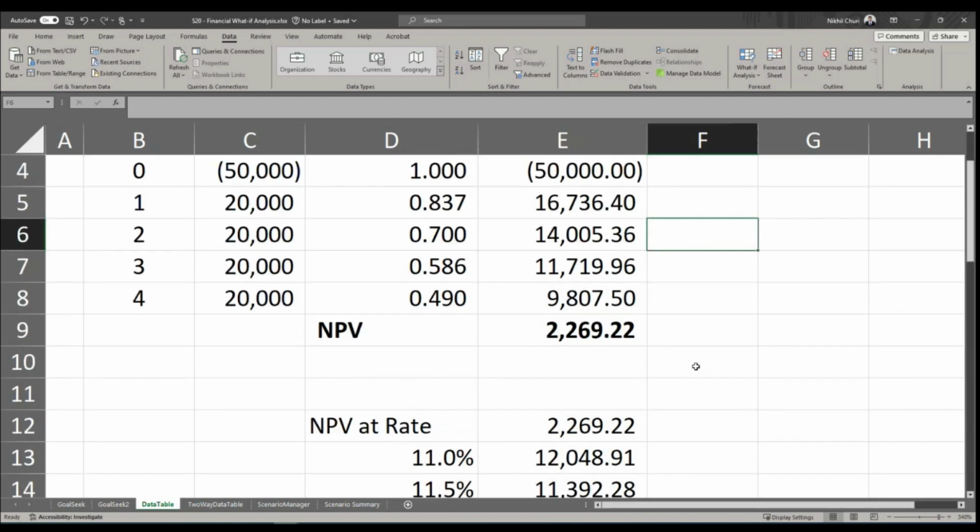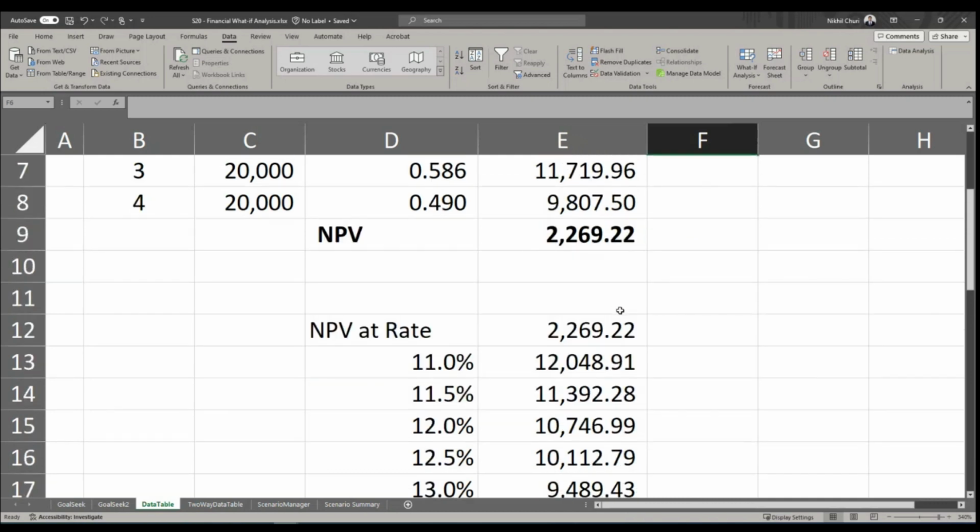So this is how we use our data table function in Excel. Thanks to Excel for creating such an amazing feature. Within a fraction of a second, you get all the analysis done.